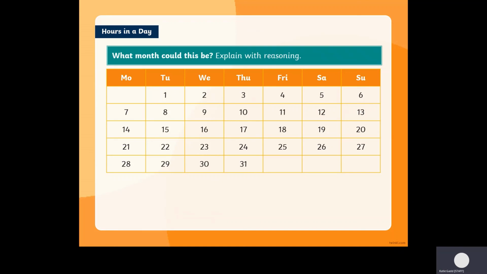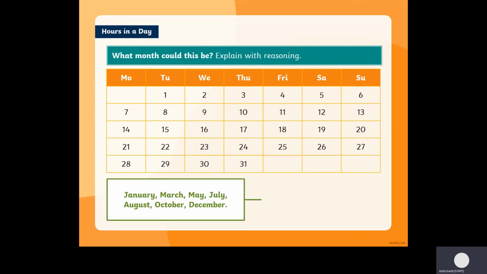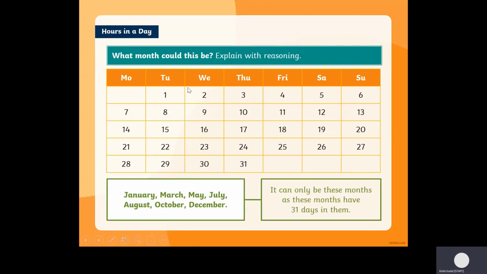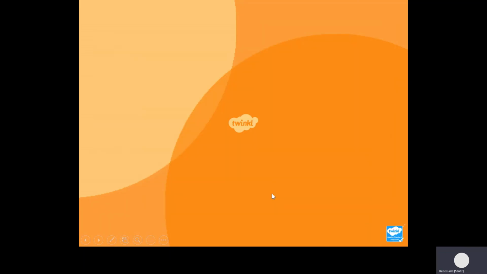Which month could this be? So remember, you need to be able to explain how you know the answer. So pause the video. What month could this be? So if we have a look at the calendar, we can see that it starts on the 1st and goes all the way down to the 31st. So it can only be these months: January, March, May, July, August, October and December. And that's because it's only these months that have 31 days in them.